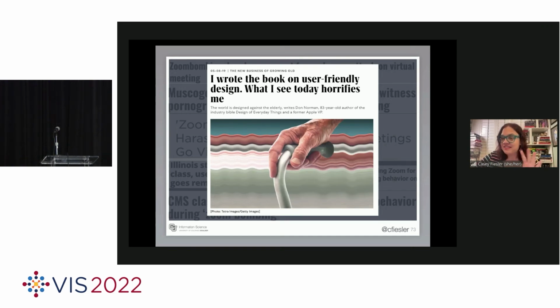But is it less designed for the elderly than it was then? No, it was just as bad then. The world has not changed. Don Norman has changed. And it is easier for us to understand potential harms when it is harming us. Like, that's just the truth.